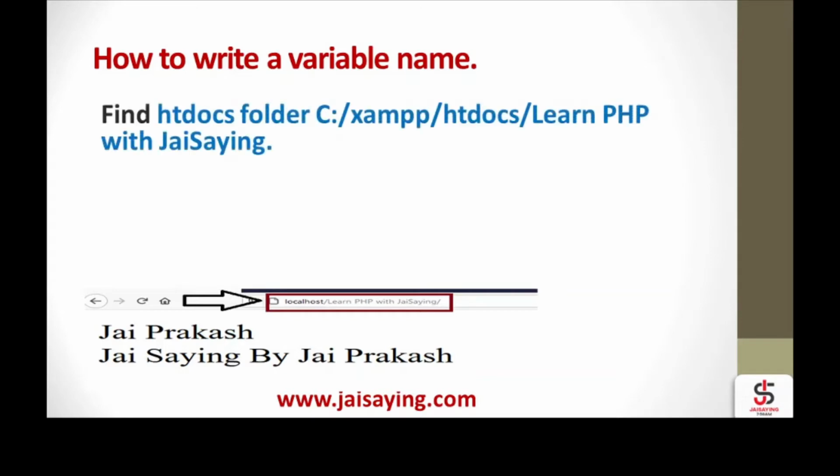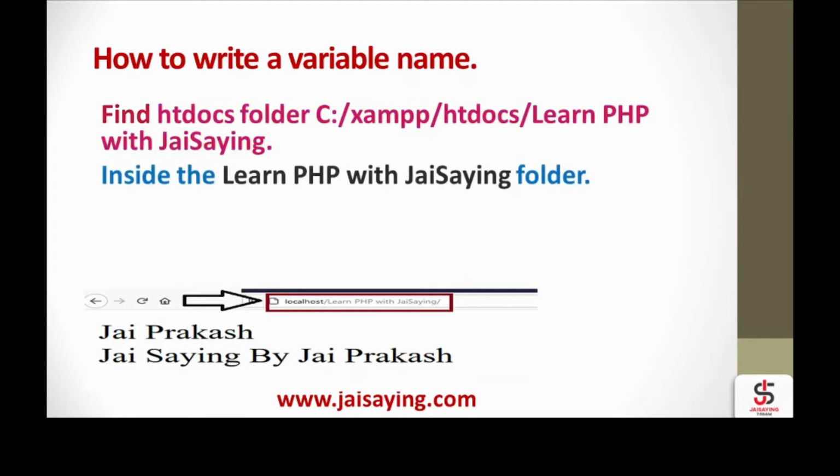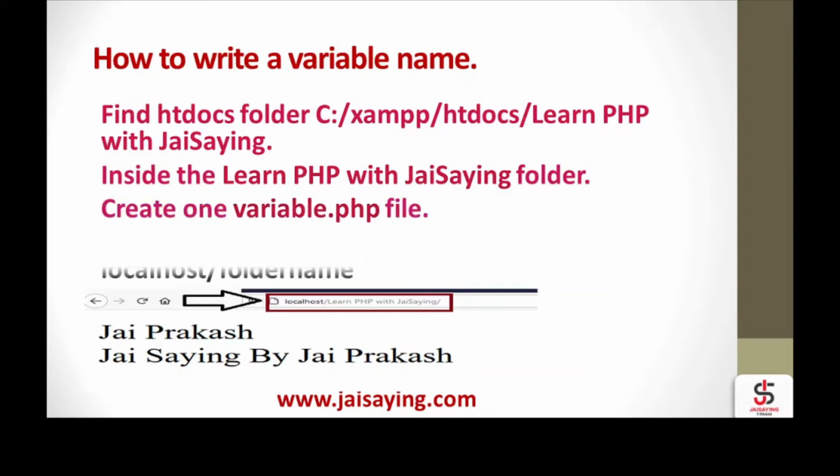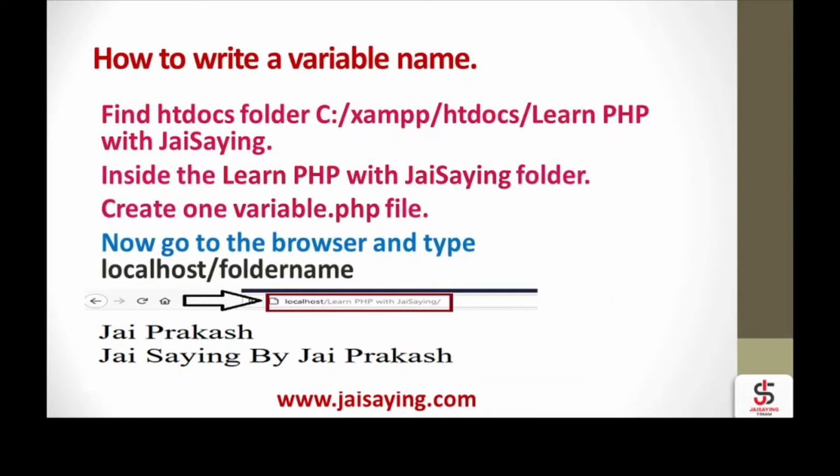So after that, the directory will be c:/xampp/htdocs/learn PHP with JSing. Inside the learn PHP with JSing folder, create one variable.php file. Now go to the browser and type localhost slash folder name.